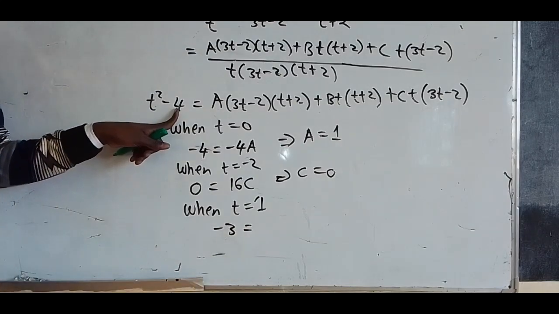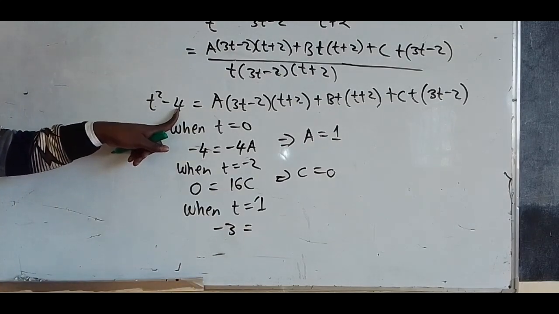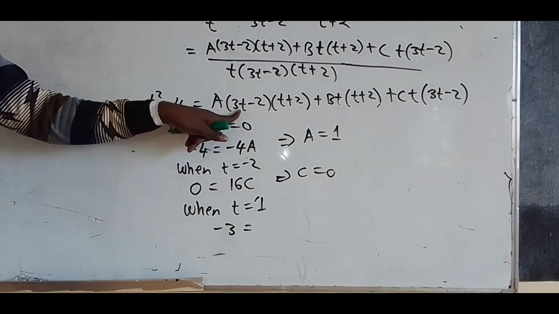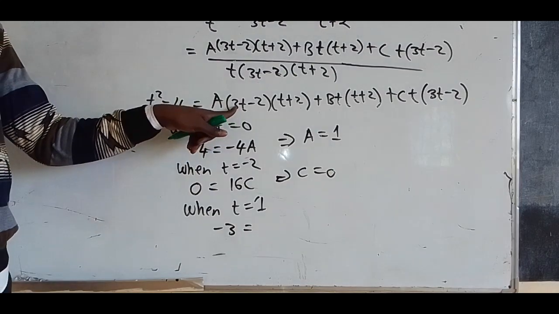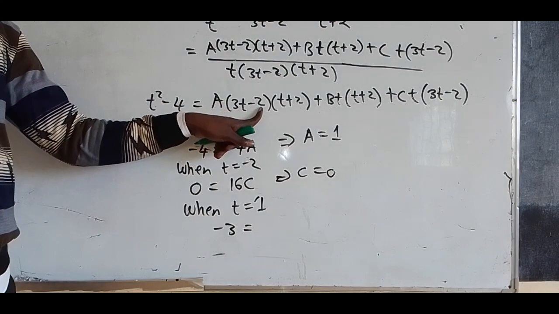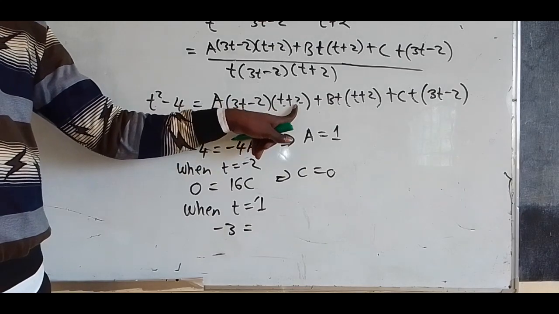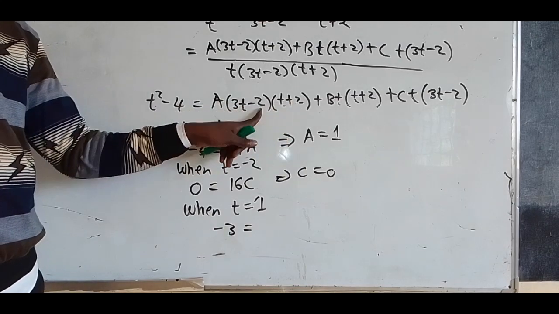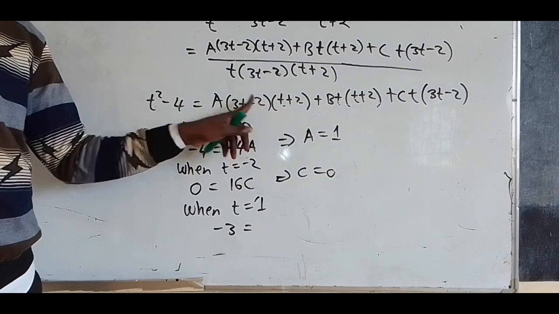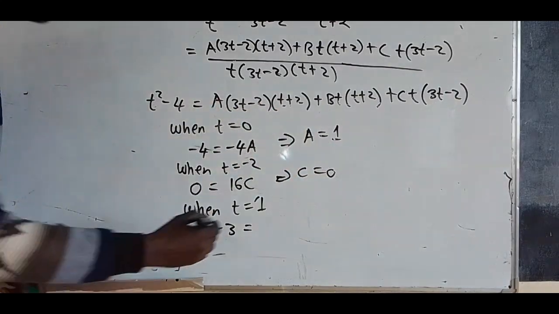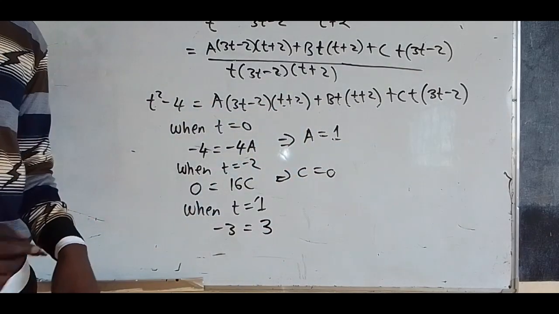Negative 3, isn't it? Negative 3 is equal to... T is 1. 1 times 3 is 3. So 3 minus 2 is 1. Then 1 plus 2 is 3. So it is 1 times 3 times A. 1 times 3 is 3. 3 times A is... you remain with 3A.